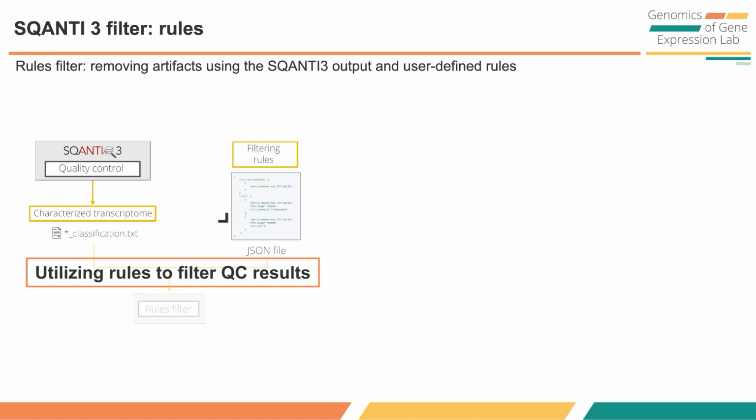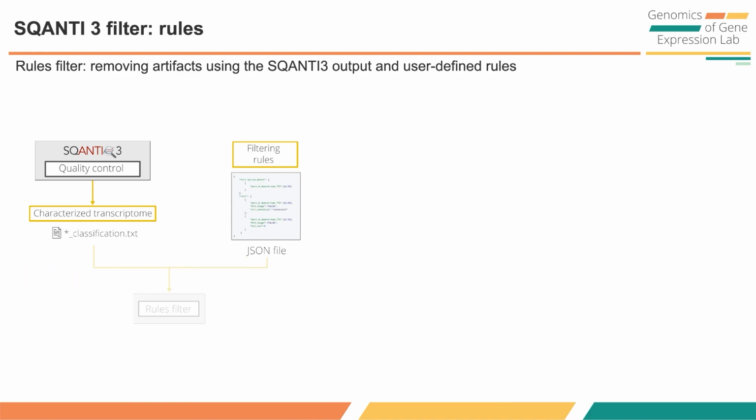To run it, execute SQANTI3_filter.py, providing the rules argument followed by the path to the SQANTI3_classification.txt file, like the following. The user needs to create filter rules, and if no rules are provided, a default set of rules for the filter will be used. Now, I will introduce how to make your own filter rules.